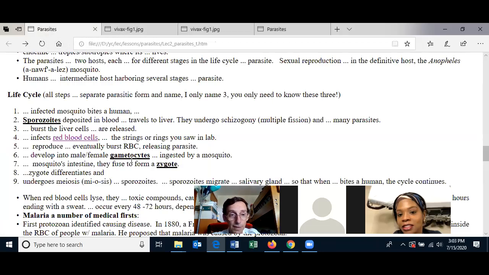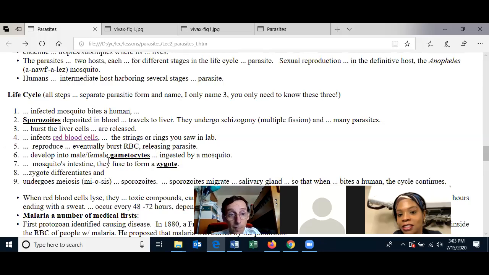And there's a lot of stages. We're not going to go through it. And like I said, each stage has a name and is a different stage of the parasitic life cycle. But eventually, the parasite becomes 16 or 32 and then bursts the red blood cell, releasing the parasite into the blood.